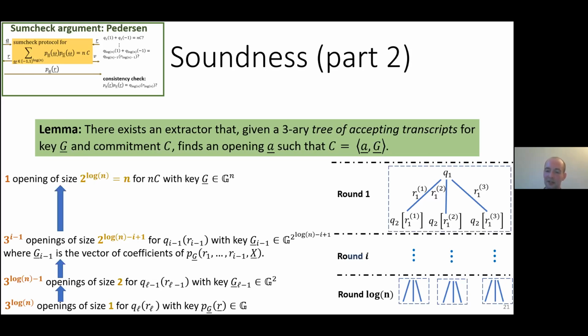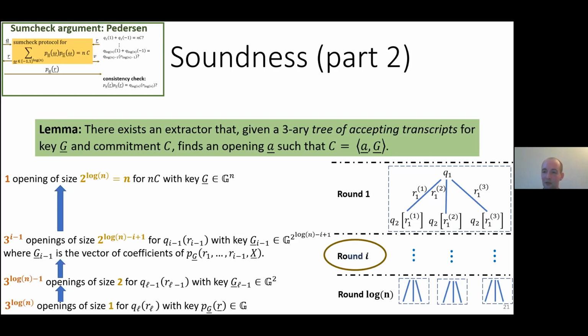And then finally, we'll get to one single opening of n times c, which is a multiple of the commitment the prover and verifier were reasoning about. That's when the extractor will have succeeded in finding a valid opening message. Because it's an opening to nc, and we can just divide by n to get an opening to the original commitment. So this is the high-level strategy.